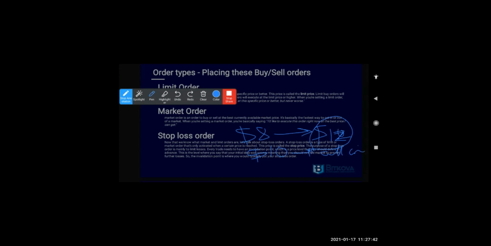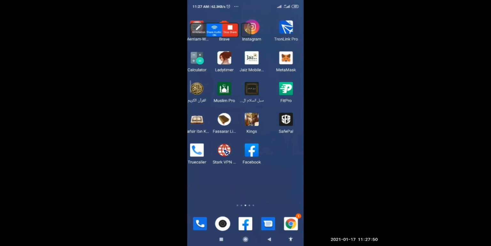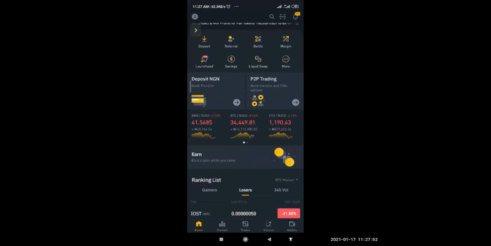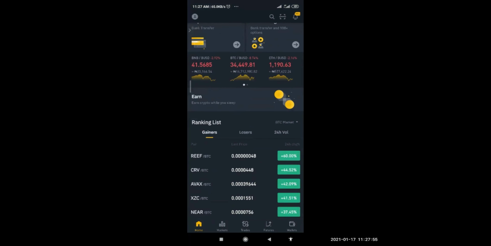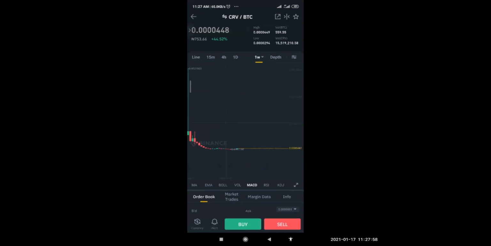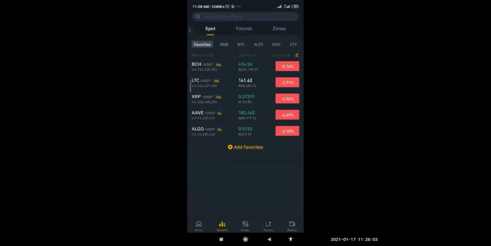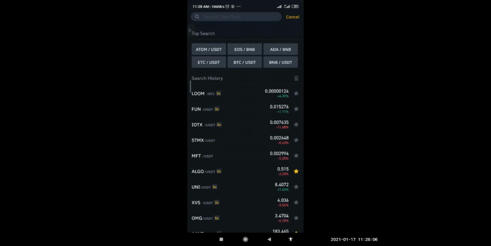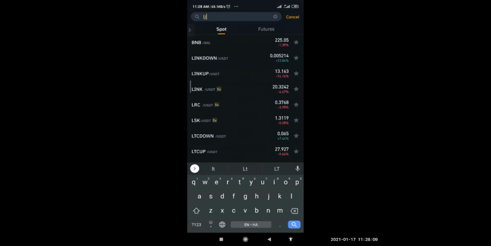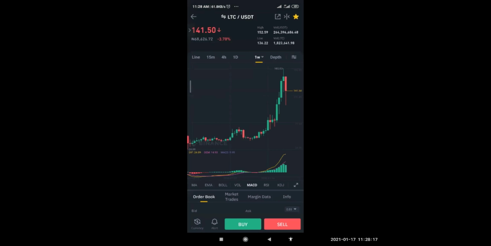This one we are just talking about in theory. So maybe we'll do the practical aspect and you will see exactly how the orders look. Let's say, for example, we just pick any coin. Let's go for USDT pairs. So I'll come to the market and search for a coin, let's say Litecoin. The ticker is LTC, and then I will search for USDT. Then I will change the time frame to 1 day.